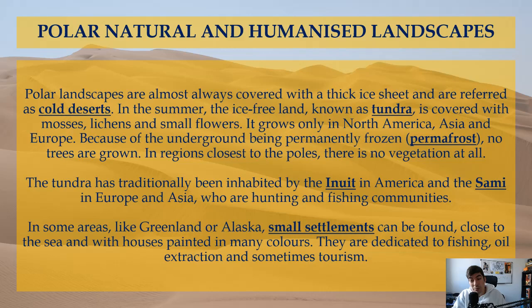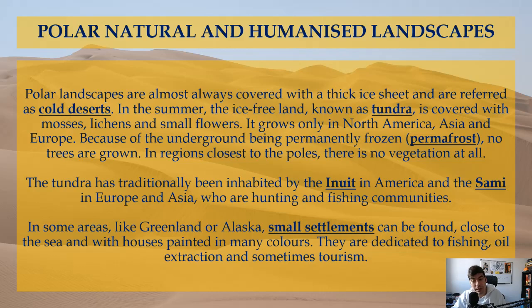Because of the underground being permanently frozen, which is called the permafrost, no trees are grown because they cannot grow roots. And in the regions closest to the poles, there is no vegetation at all because it is mostly ice. The tundra has traditionally been inhabited by the Inuit in America and the Sami in Europe and Asia, who are hunting and fishing communities, and in some areas like Greenland or Alaska we have small settlements close to the sea and with houses painted in many colors.